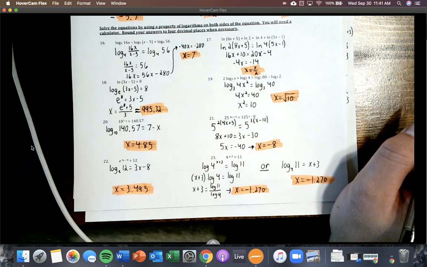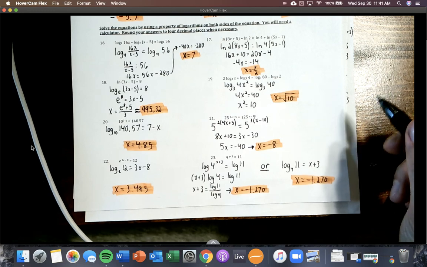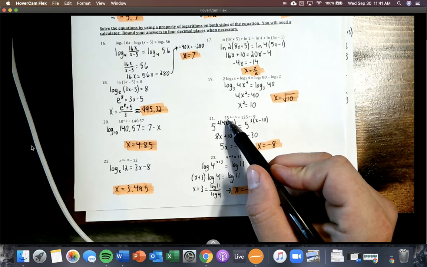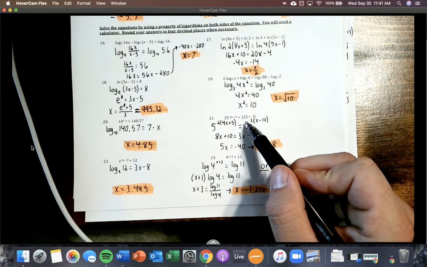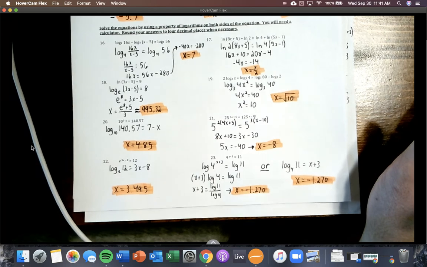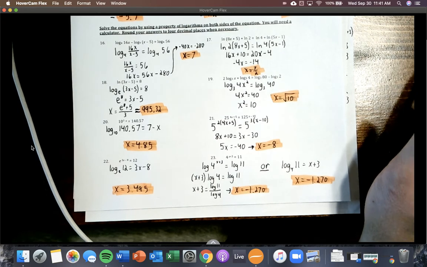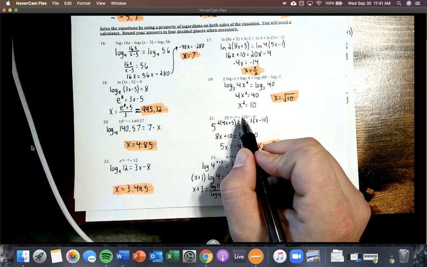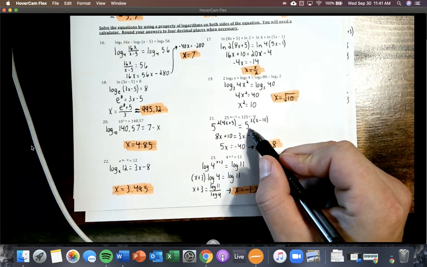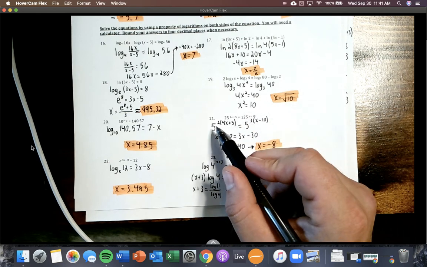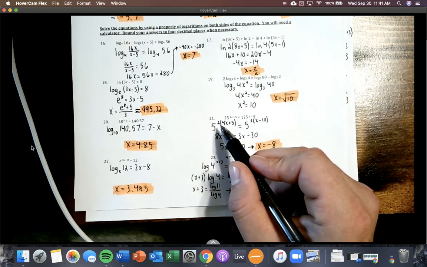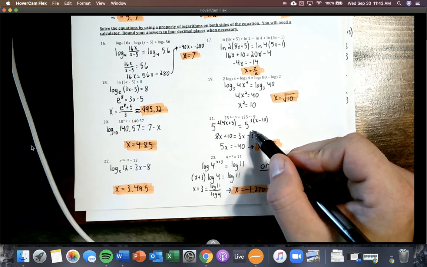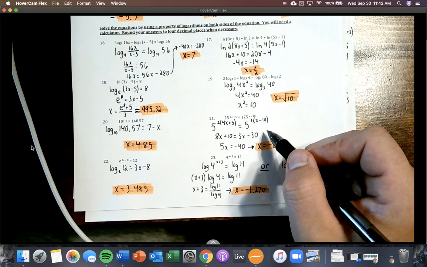So in 21, we have pretty friendly numbers, right? We have 25 and 125, which were the same numbers we saw in those beginning problems. Because we know 25 is the same thing as 5 squared, and 125 is the same thing as 5 cubed. So we can just multiply those exponents together and make this 5 raised to the 2 times 4x plus 5, and 5 raised to the 3 times x minus 10.